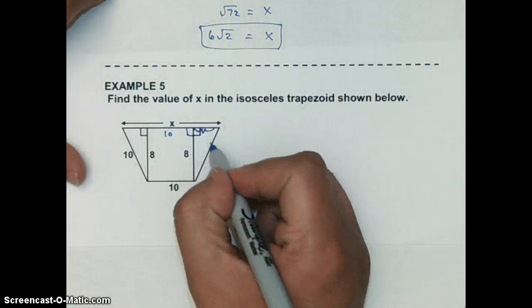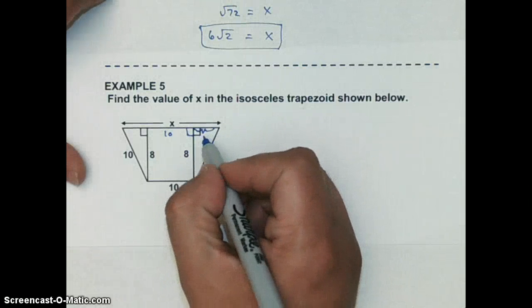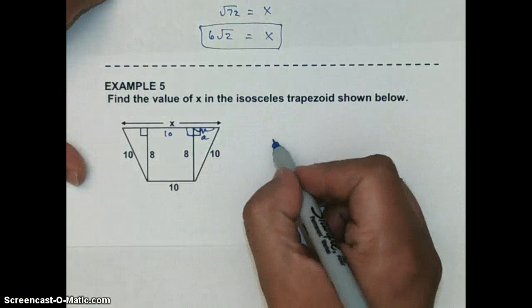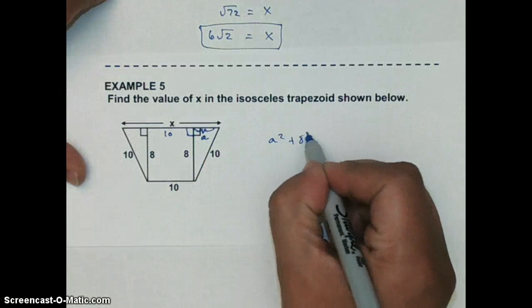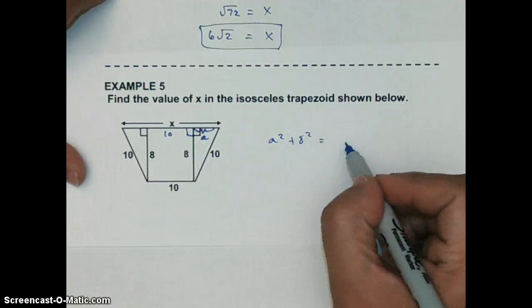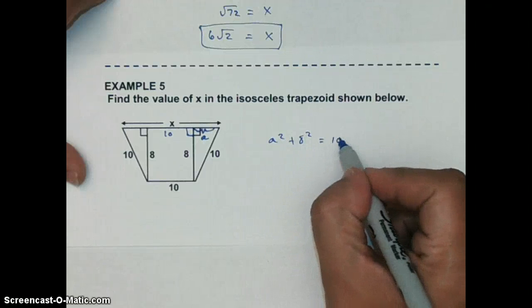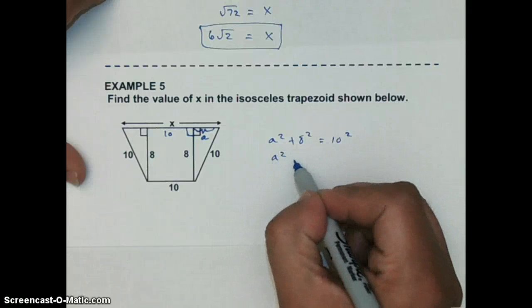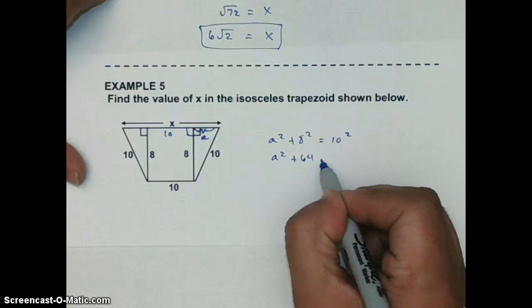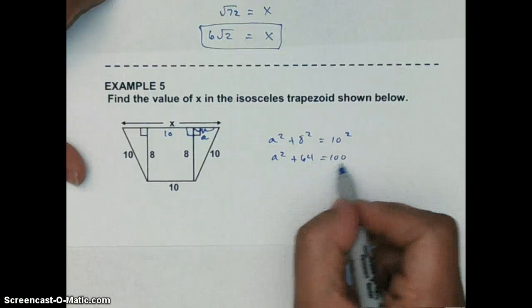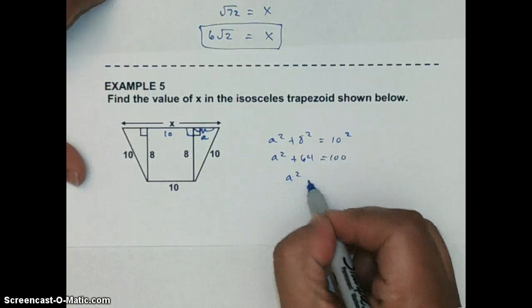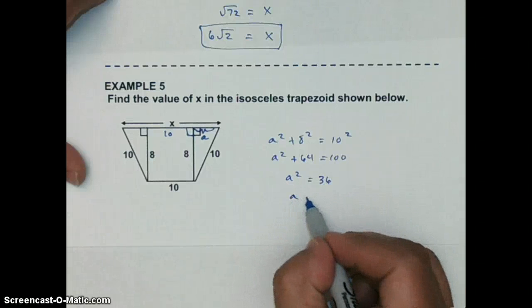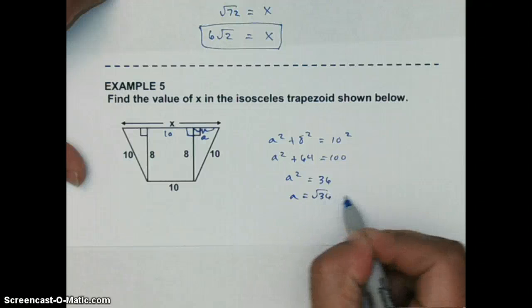Okay, so here, this is my hypotenuse. So I'm going to call this, just so I can call it something, A. So I have A squared plus 8 squared is equal to 10 squared. Right, so A squared plus 64 equals 100. Subtract 64 from both sides. A squared is equal to 36. So that means A is equal to the square root of 36, which is 6.